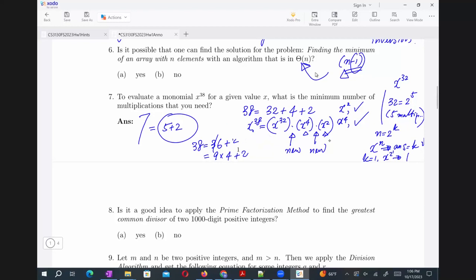Let me write here. Calculating this. Okay. So that is x cubed times x cubed times x cubed.